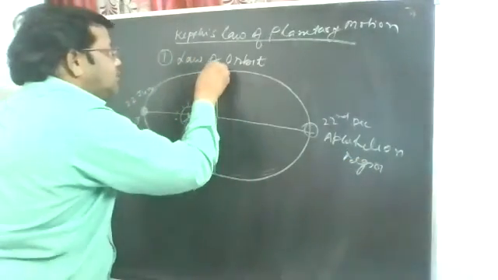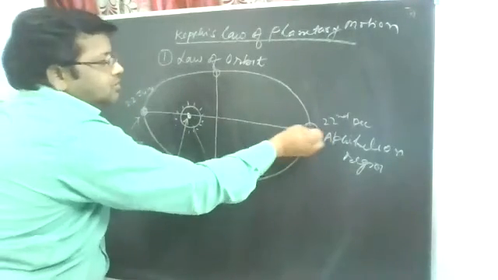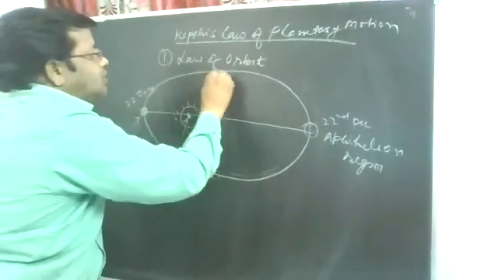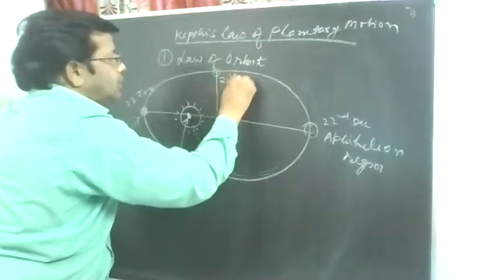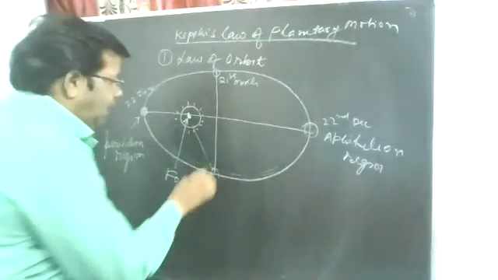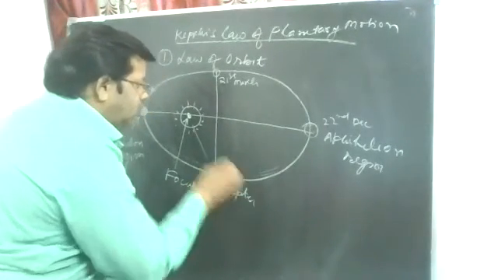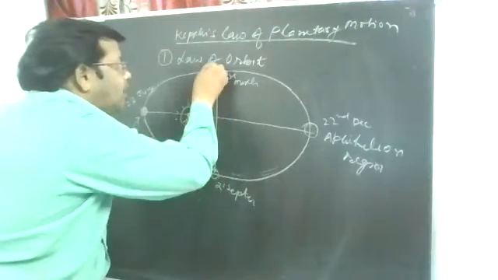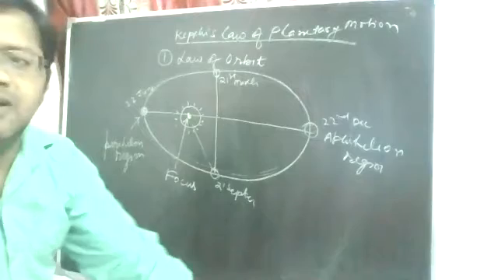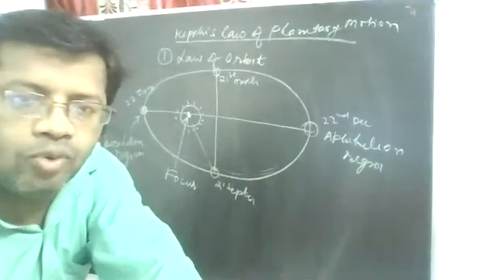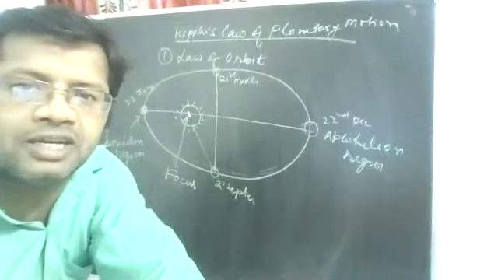See at this place and at this place, this is December, January, February, March 21st, and 21st September. You can feel on 21st March and 21st September the same amount of hotness and the same amount of coldness, that is, moderate temperature.